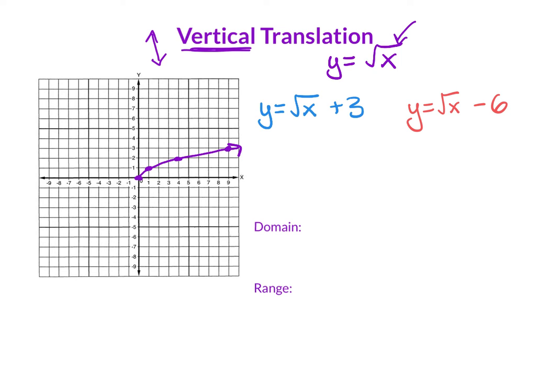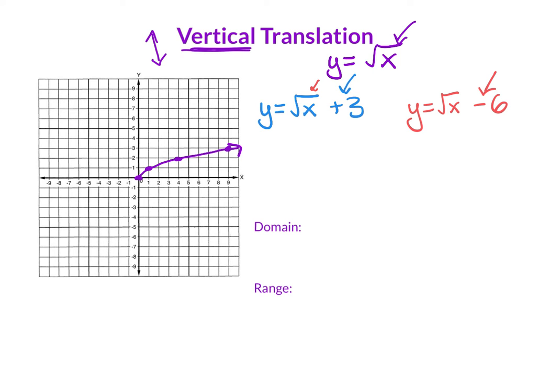All right, so now notice how these functions look different than the last ones. This time we are adding or subtracting numbers that are outside of the square root. They're not underneath the square root. So that's what causes the vertical translation.